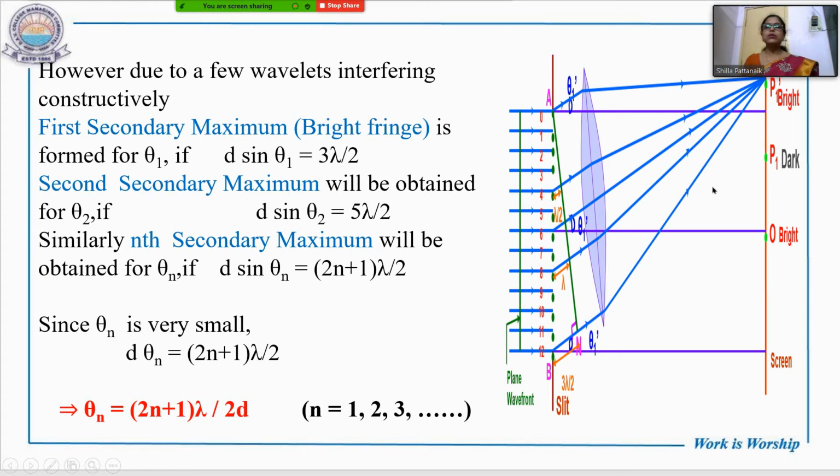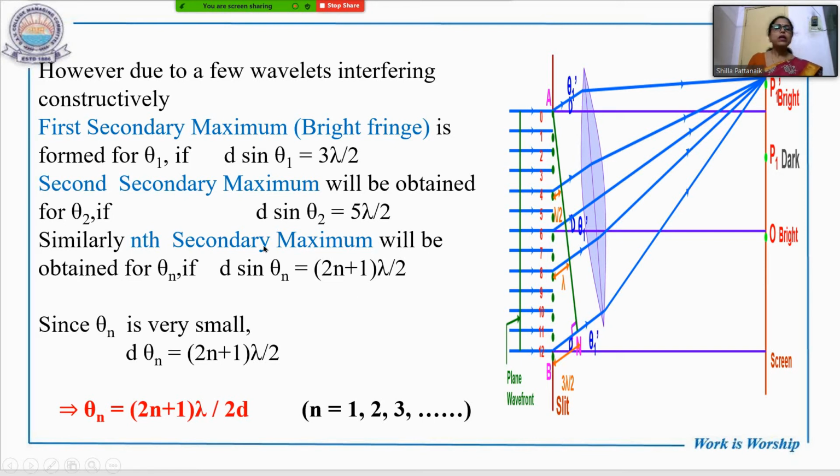Okay. Similarly, where will you get the next bright fringe? When the path difference between the two waves from A and B is 5 lambda by 2, again you will get a bright fringe, but the intensity will be still smaller, because you will get the brightness because of 1/5 of the slit. Here we have to divide the slit into 5 equal parts. 4 equal parts will cancel; they will interfere destructively. So you will get the brightness because of only 1/5 of the slit.